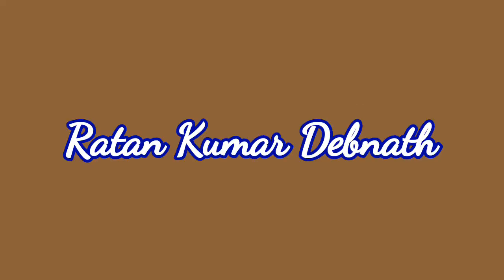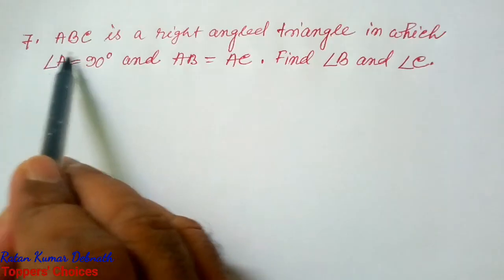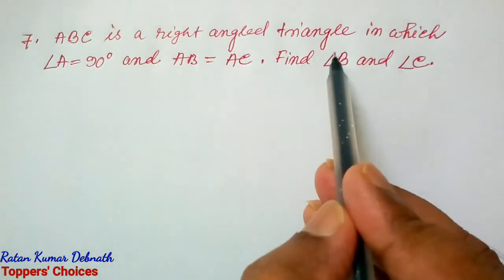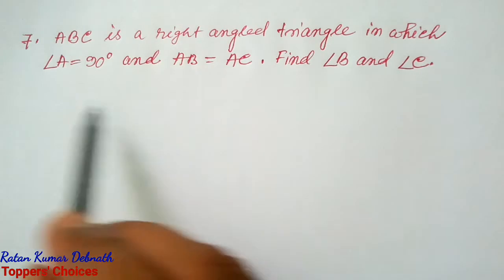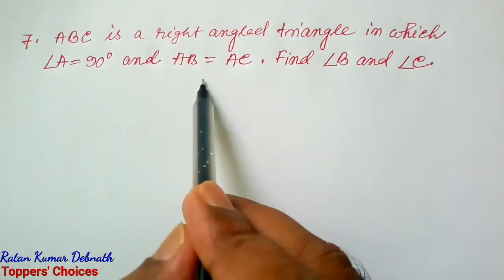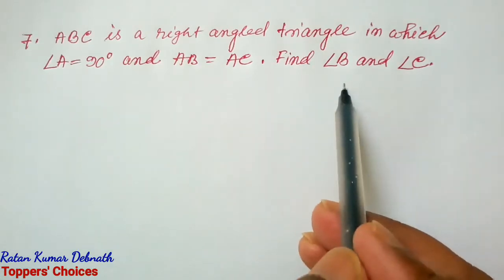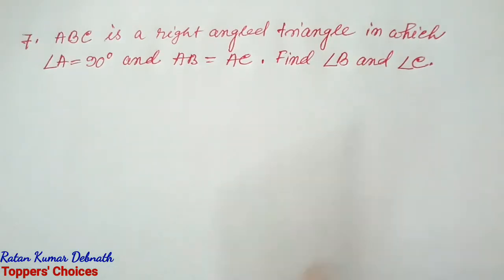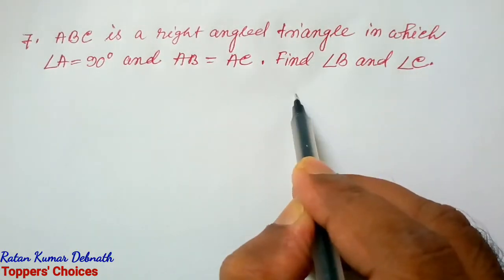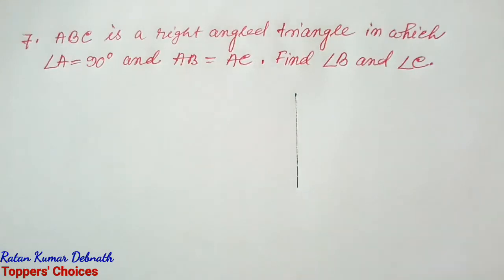Let's start solving question number 7. ABC is a right angled triangle in which angle A equals 90 degree and AB equals AC. Find angle B and C. Let us draw the diagram as per instruction.